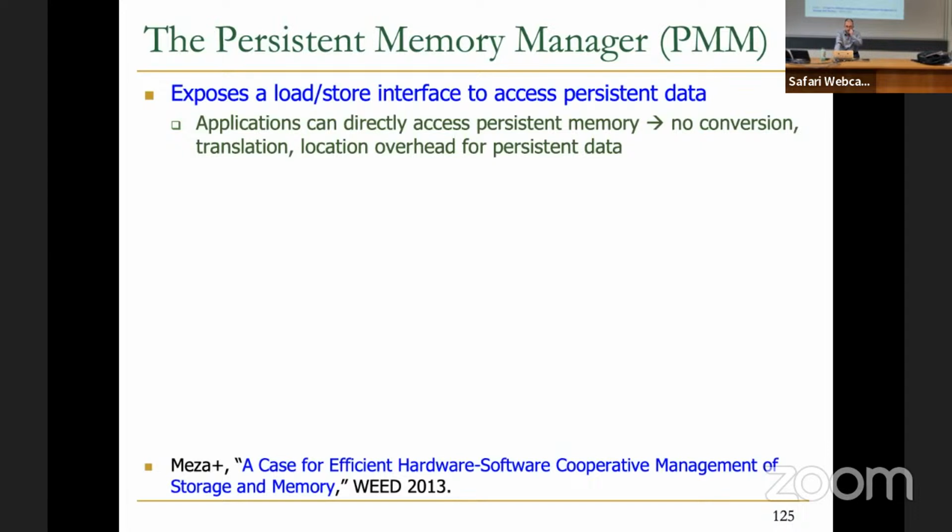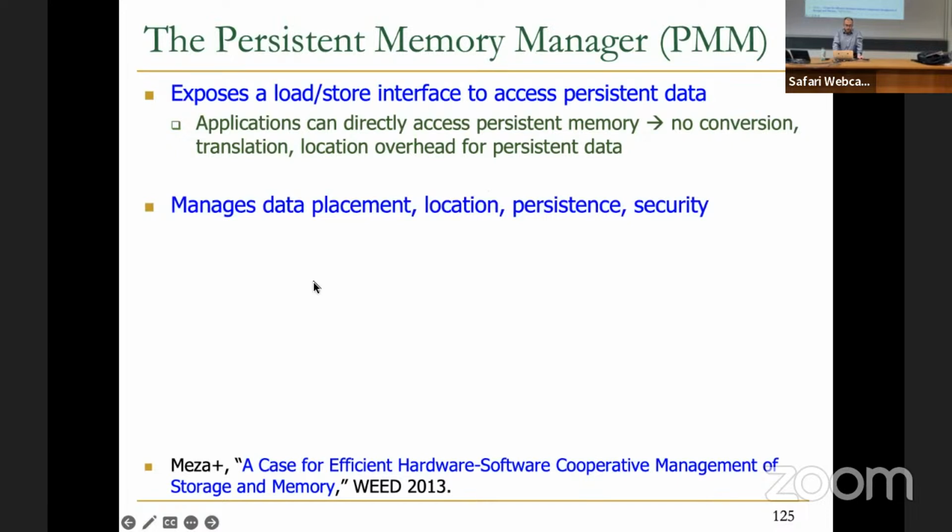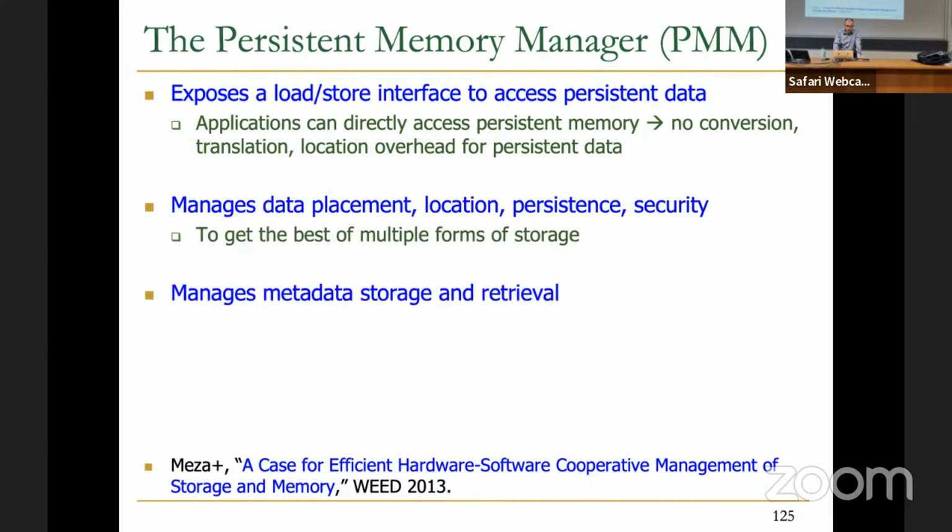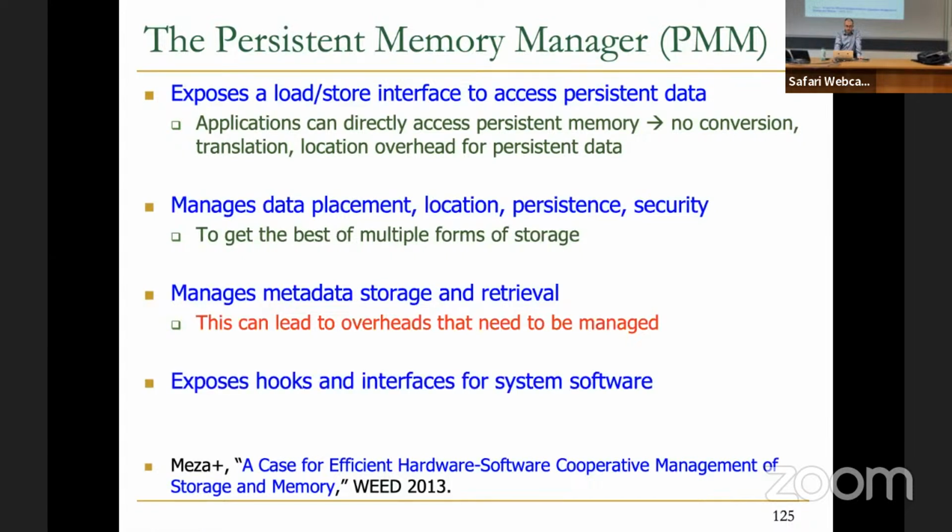The persistent memory manager exposes a load-store interface to access persistent data, which is the key difference here. Applications can directly access persistent memory. There is no conversion, translation, or location overhead for persistent data. It manages data placement, location, persistence, and security to get the best of multiple forms of storage. It also manages metadata storage and retrieval. This can lead to overheads that need to be managed, of course, and it exposes hooks and interfaces for system software.